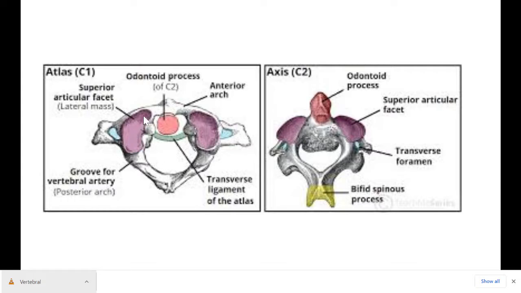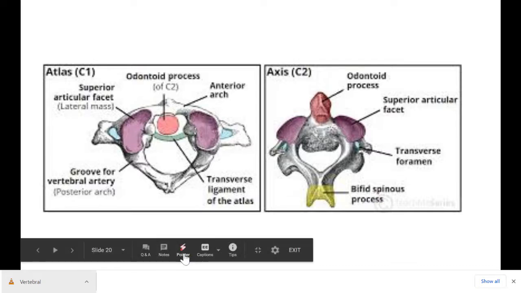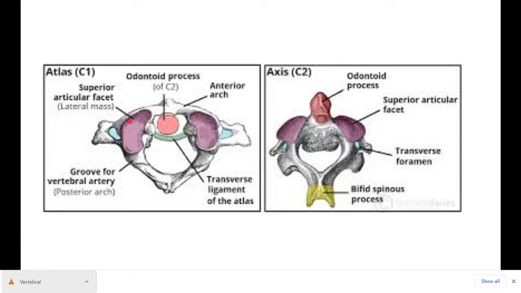Now, the atlas articulates with its superior articular facets. Those things are concave. They're concave because the occipital condyles at the base of the skull on either side of the foramen magnum are going to sit right on top of these things, here and here. So here and here, those articulate with the occipital condyles.